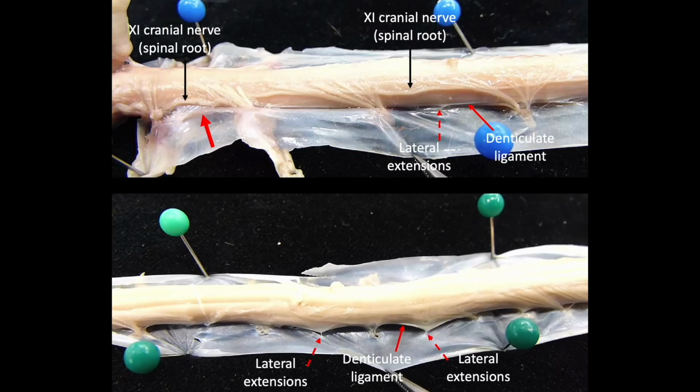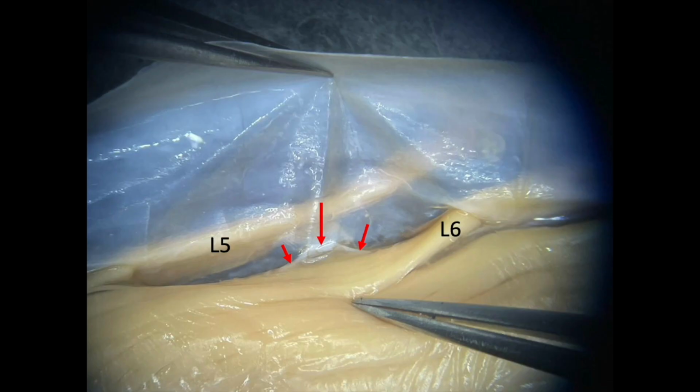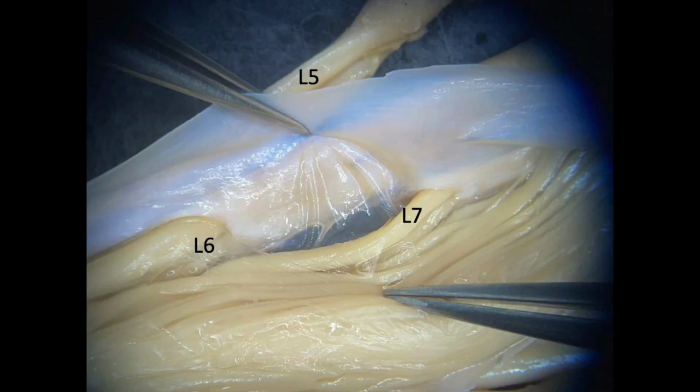Here you have images of the denticulate ligament at the cervical, dorsal image, and thoracic, ventral image levels. The thick red arrow is pointing at the portion of the denticulate ligament we are studying. The last lateral extension of the denticulate ligament is located between the L5 and L6 spinal roots. Usually no more attachments are found caudal to L6 as the roots become closer to one another.